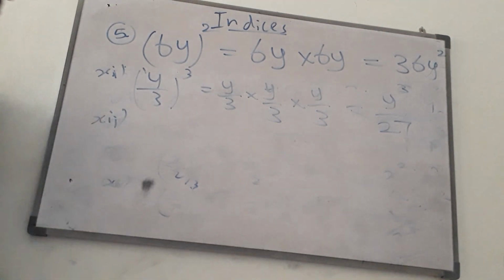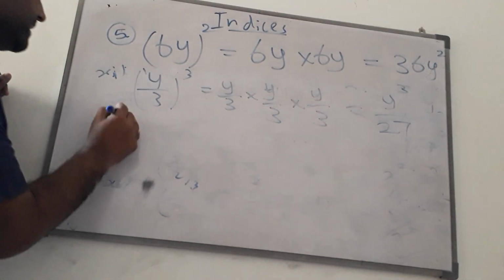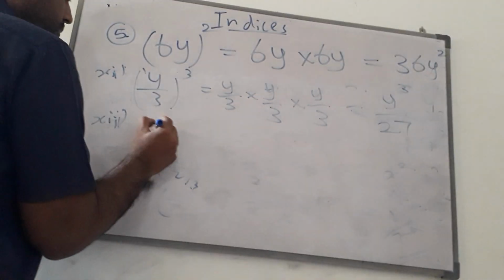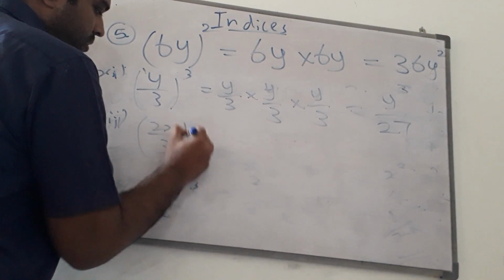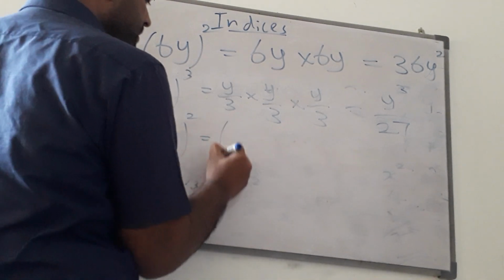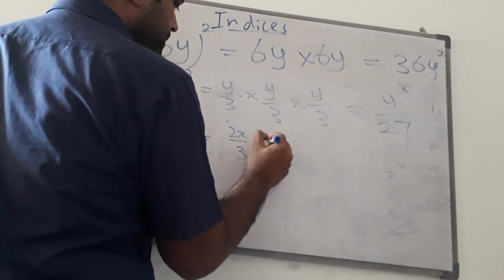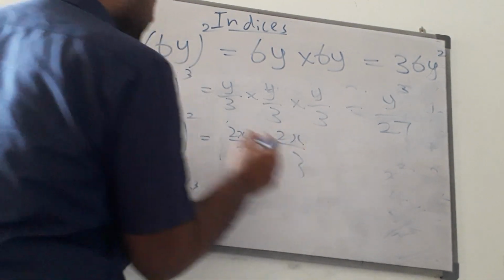Next is the 13th sum under the 5th question. That is 2x over 3 all together to the power 2. So it will be like this: 2x over 3 times 2x over 3.